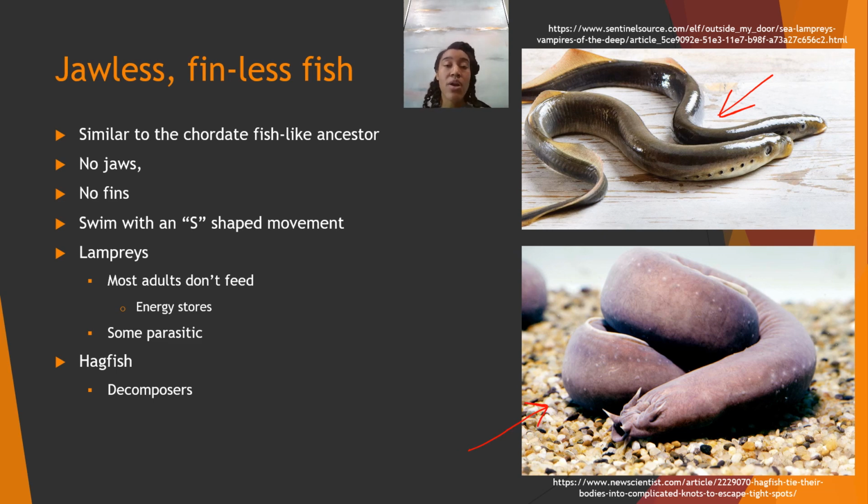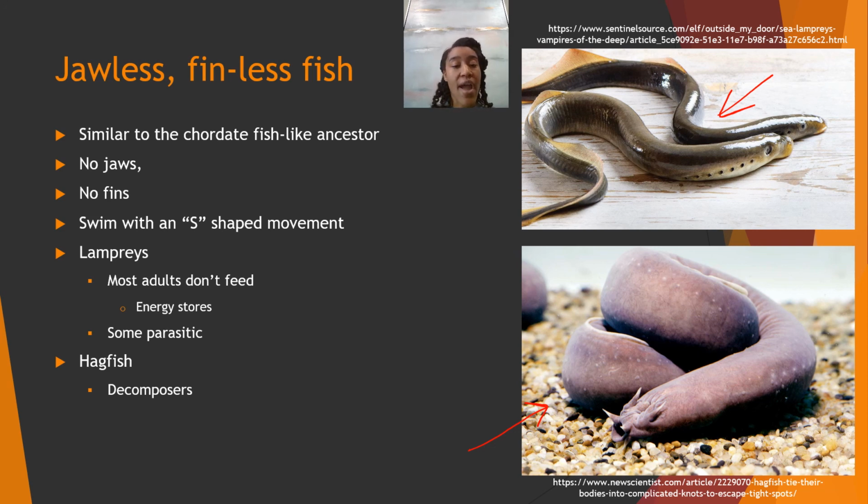Lampreys, for the most part, as adults, do not feed. They just live off of stores of food that they acquired when they were eating as youth. But some of them can be parasitic. So people will often find when they go out fishing, they catch fish or sharks and other organisms out there, and you'll find these lampreys attached. And they're just basically feeding off of that fish in order to survive.